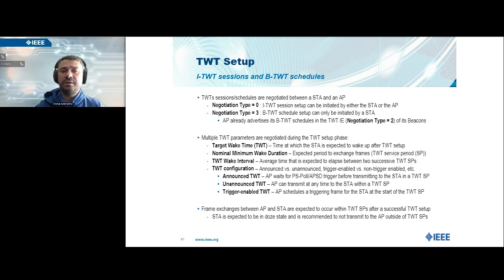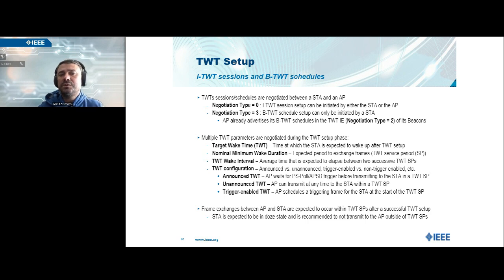The differences between these three is that the announced one relies on the access points waiting for a PS poll or an APSD trigger frame from the station to declare that the station is awake in that service period. So it relies on the station to announce itself on the service period. If the station does not announce to be awake in that service period, the access point just assumes the station is not there. The unannounced case is the other way around. The AP always assumes the station to be awake for that particular TWT service period, in particular at the start of the TWT service period.